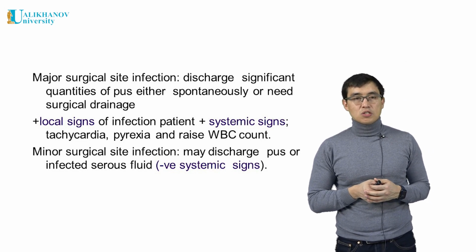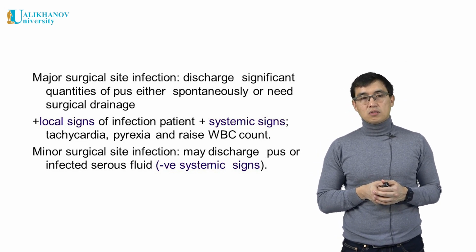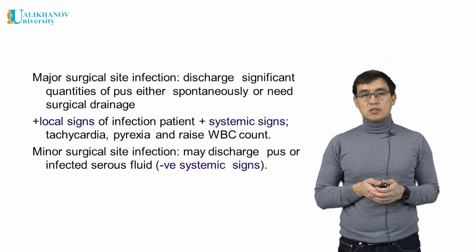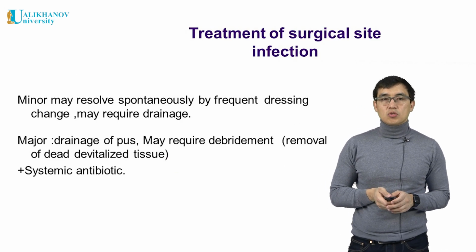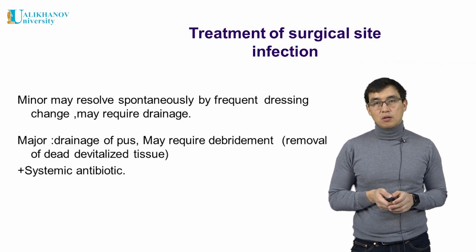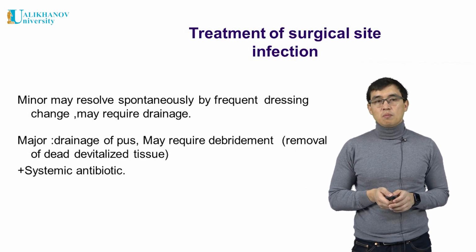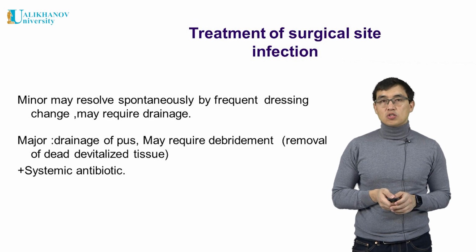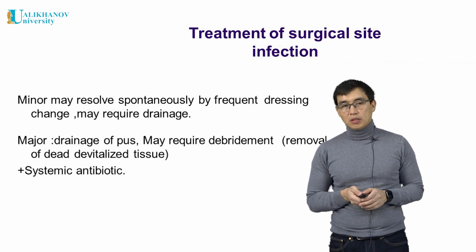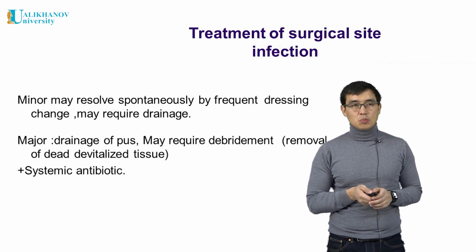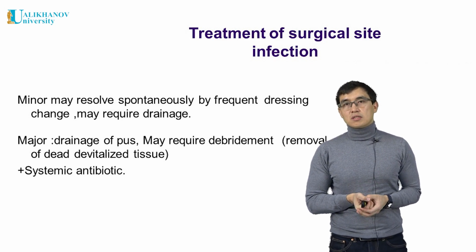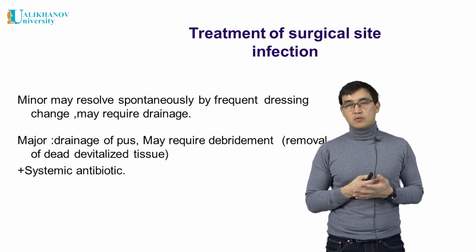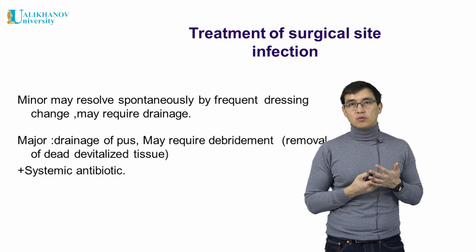Minor surgical site infection may discharge pus or infected serous fluid without systemic signs. Treatment of surgical site infections: minor may resolve spontaneously by frequent dressing change, may require drainage, and major drainage of pus may require debridement plus using of systemic antibiotic. So for systemic antibiotic, for us, of course, nowadays it's the use of cephalosporin, yes, second generation of cephalosporin.